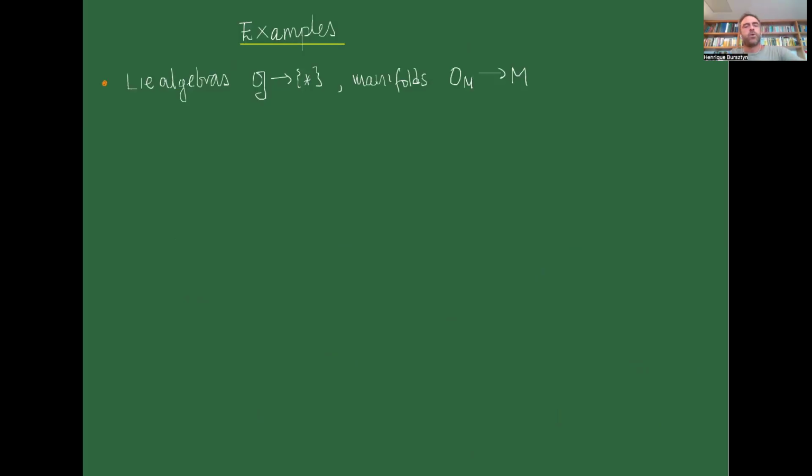Okay, so examples of Lie algebroids. A Lie algebroid over a point, right? The vector bundle becomes a vector space, and you just have a Lie algebra in that case. And the other extreme case is that for any manifold, you can just take the vector bundle with 0 rank, and that's trivially a Lie algebroid.